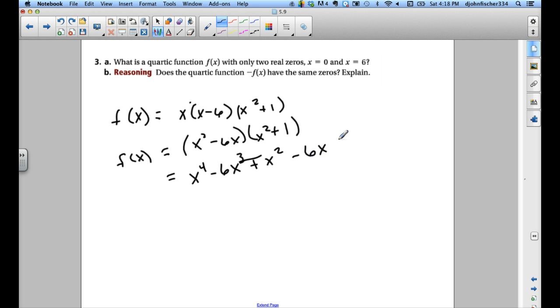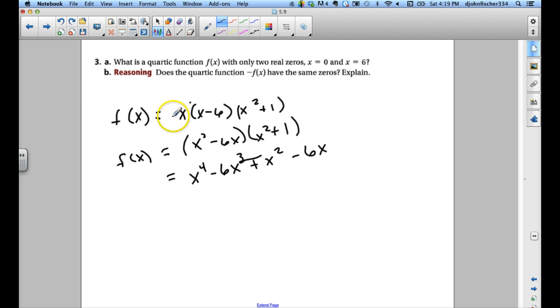Now, does the quartic function negative f of x have the same zeros? The same real zeros? Yes. Same zeros? Probably. I wonder if that's a little different. It's just going to put a negative in front. It should have the same zeros as it goes through the problem. It shouldn't be any different. So yes, they should have the same zeros.